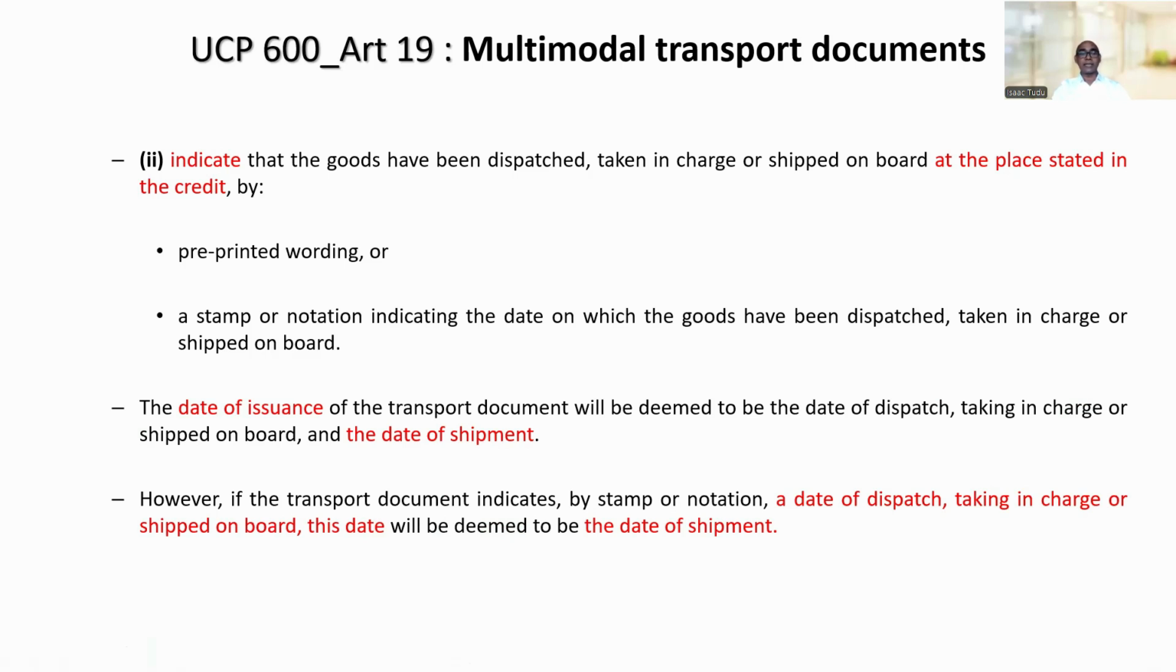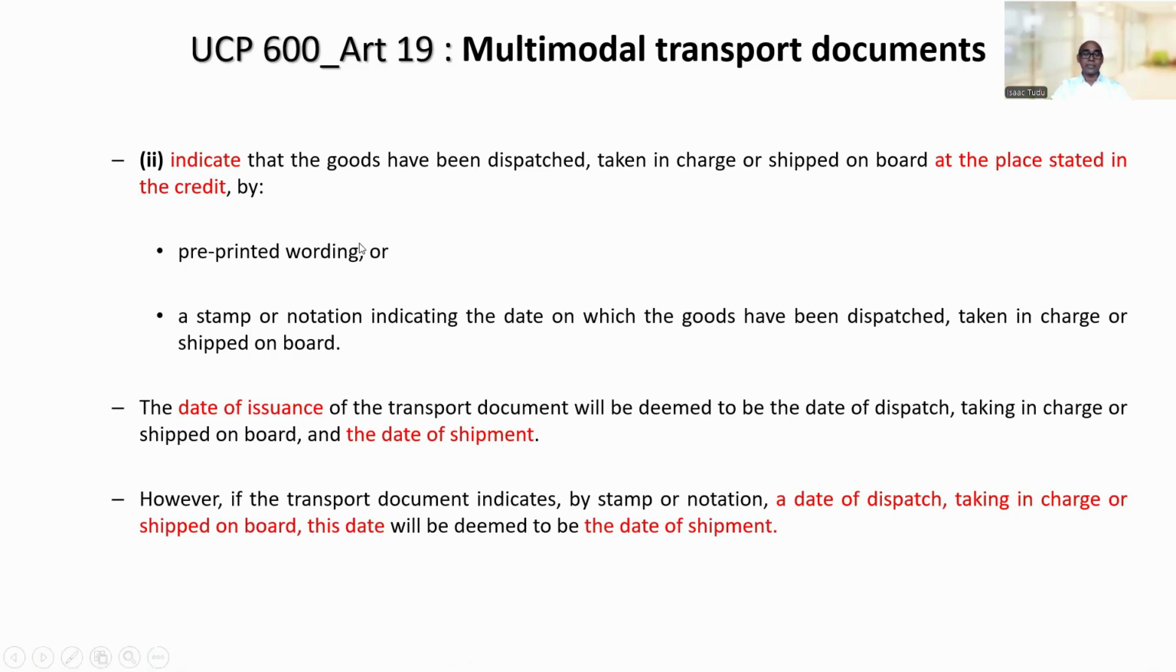So this sub-article can be divided in two parts. UCP 19A2, the first part, says it requires that the multimodal transport document indicate the goods have been dispatched, taken in charge or shipped on board at the place mentioned in the LC by pre-printed wording, right? In this case, the date of issuance of the multimodal transport document will be deemed to be the date of shipment. Whatever the date of issuance of the multimodal transport document is, you take that date as the date of shipment, matter closed. What about the second part?